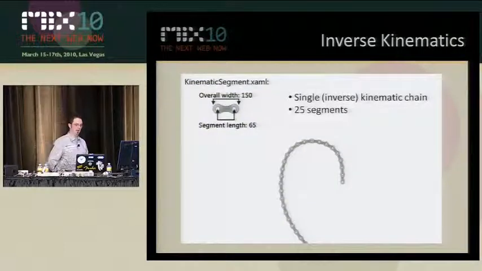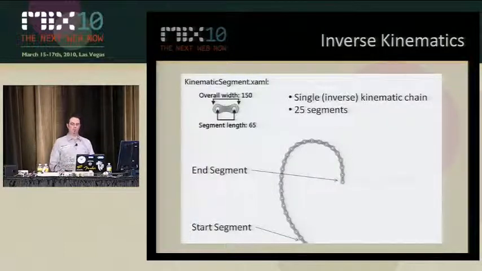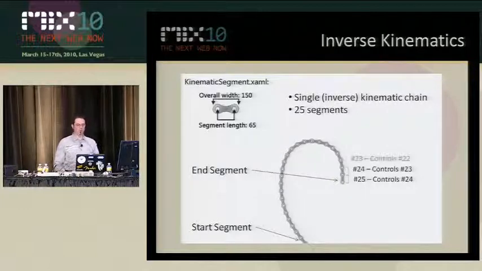The other type of chain I talked about was an inverse kinematic chain. In this case, what you're looking at is something that's supposed to emulate kind of a bicycle chain without the sprockets. It's a single inverse kinematic chain that's made up of 25 segments. Again, at the top left, you're seeing the kinematic segment. In this case, the overall width is 150 pixels, but the length, again, is important, where I have from pivot to pivot is 65. The end of this chain is out here. The beginning of the chain is down here. And the way that the inverse kinematic chain works is that the position and rotation of my 25th segment controls the 24th. The 24th one controls number 23, and it just kind of keeps going all the way up the chain.